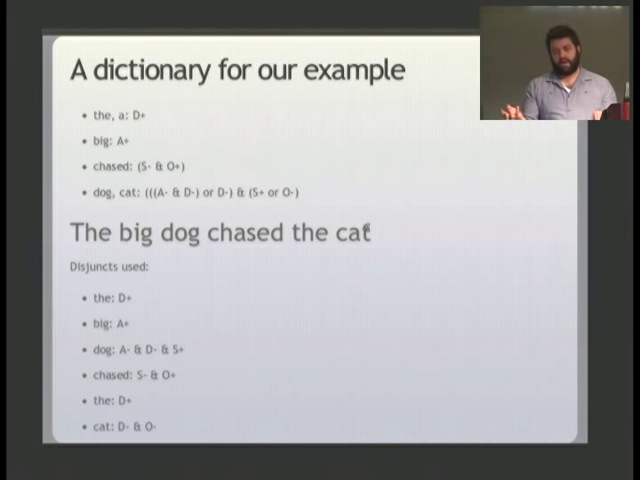So for this sentence here, the big dog chased the cat, the disjunct for dog is adjective to the left, determiner to the left, subject to the right. And cat, similarly, determiner to the left, object to the left.